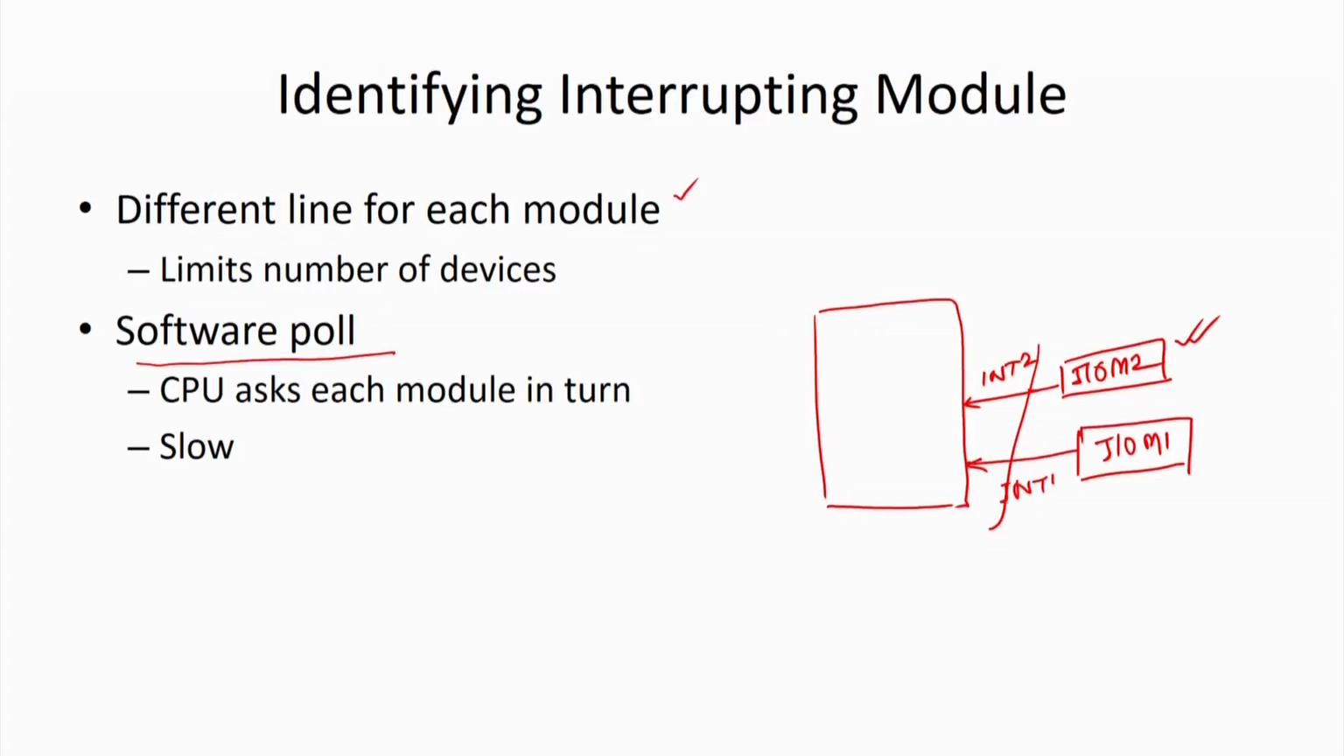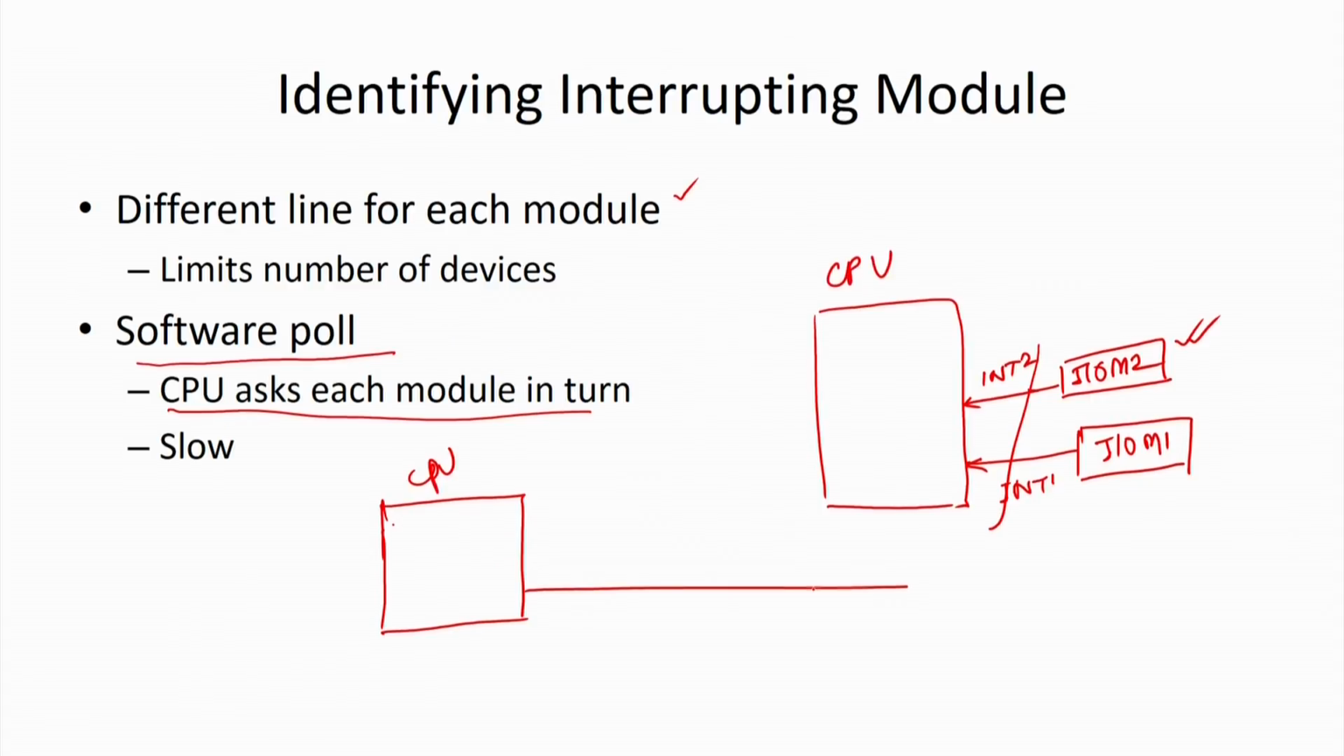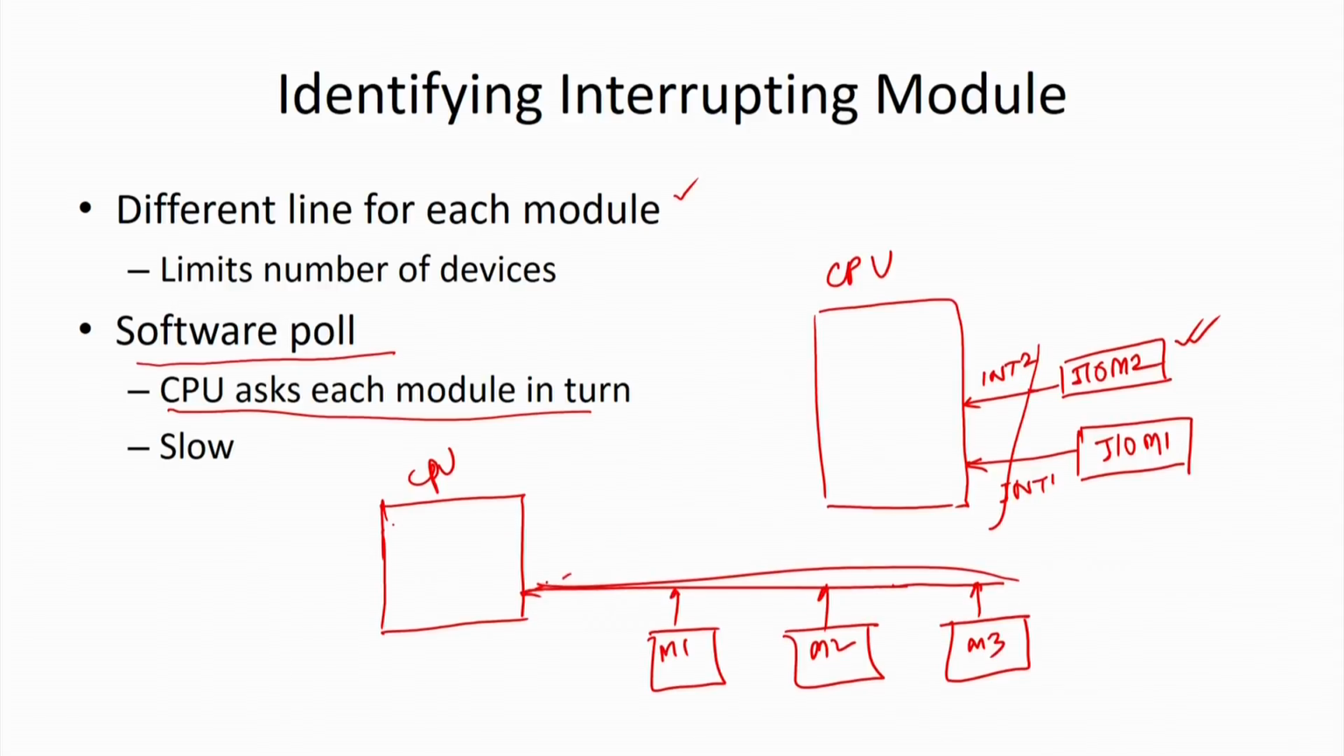In that case, the CPU asks each module in turn. The situation may be something like this. This is my processor. Through this particular interrupt line, we are connecting many devices or many I/O modules. Say this is module 1, module 2, module 3. Any module can give an interrupt.